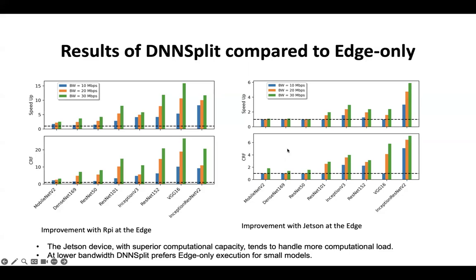And in the second scenario, we can see that since Jetson Nano has larger capacity as an edge device, it is able to execute full models on itself, and it does not prefer transmitting them to the near edge or cloud in case of lower bandwidths.